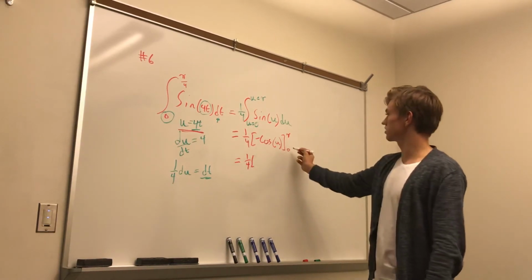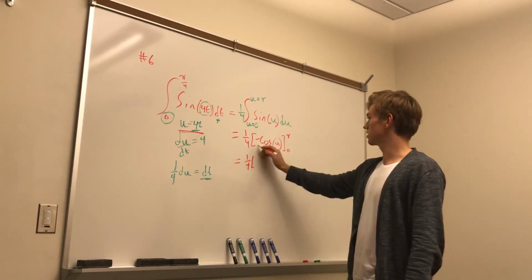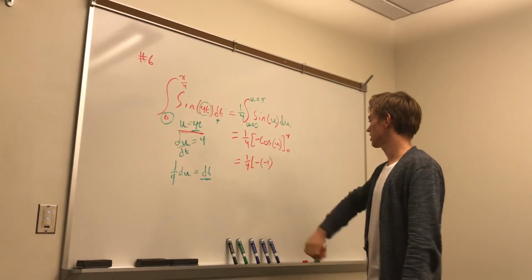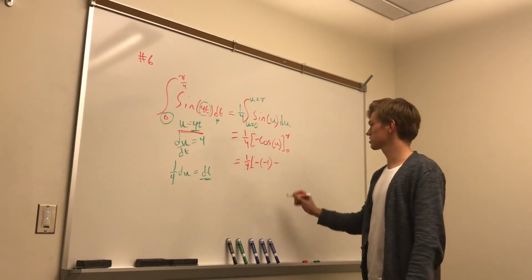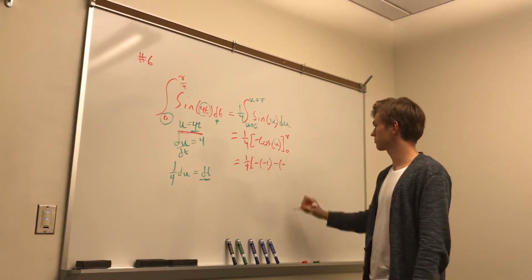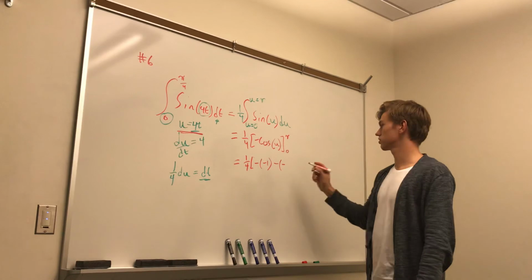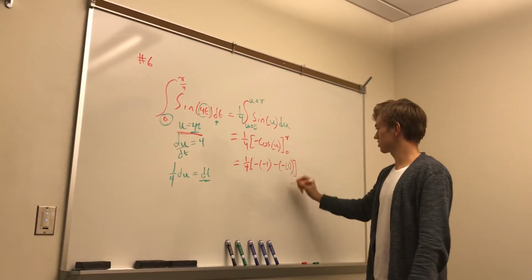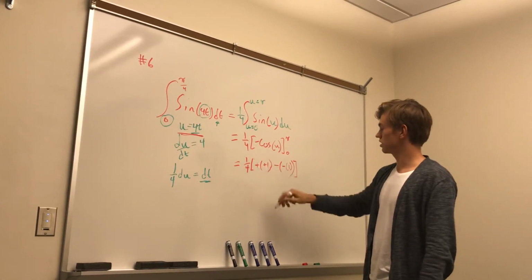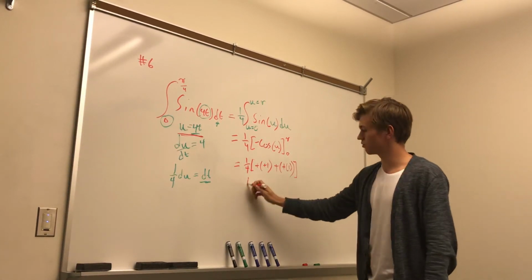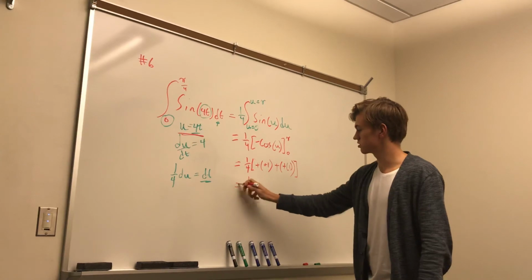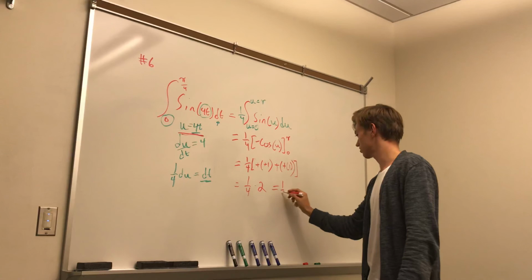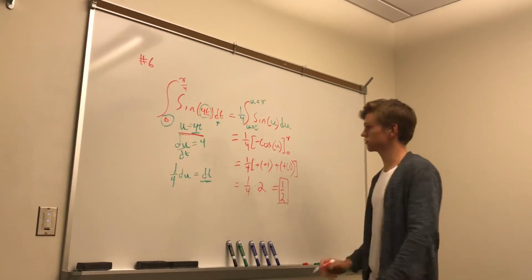So we can plug in the pi first, and we get negative cosine of pi, which is 1. And then we can subtract negative cosine of 0, which is negative 1. And if you look at these, it's a negative and a negative, so we get 1/4 times 2, which is simply 1/2. And that will be your solution if you follow these steps.